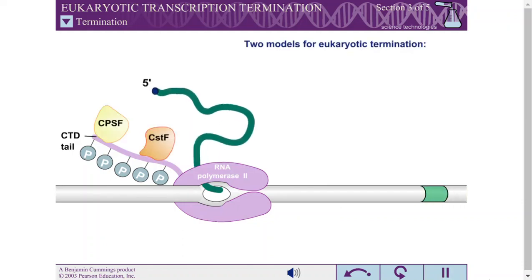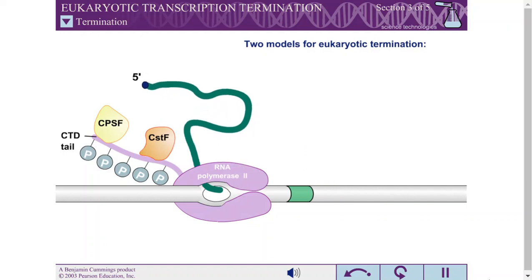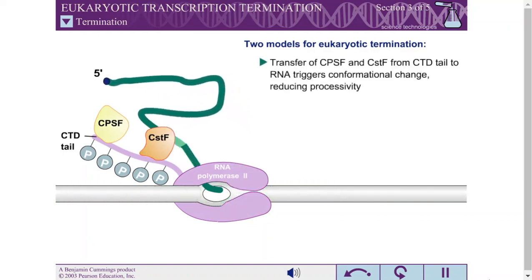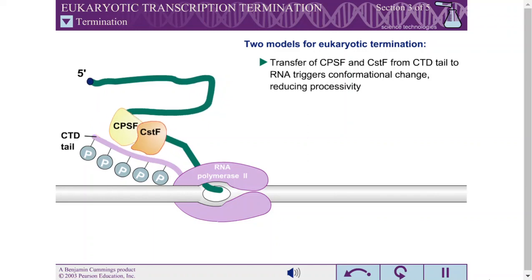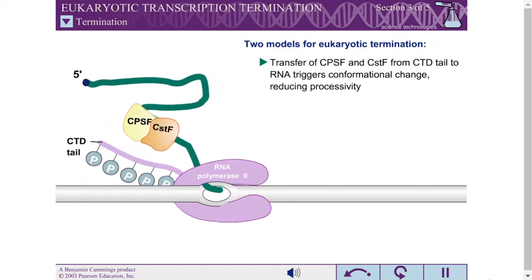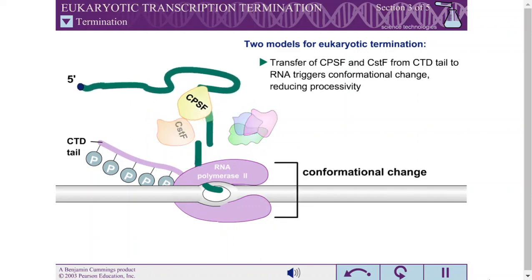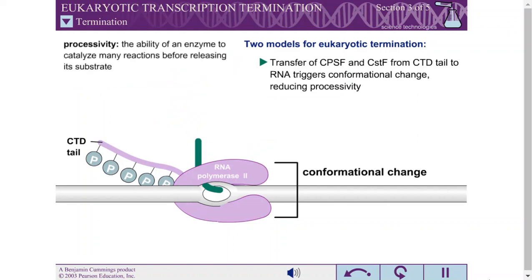Two basic models have been proposed to explain the link between polyadenylation and termination. The first model proposes that the transfer of CPSF and CSTF from the polymerase CTD tail to the RNA triggers a conformational change in polymerase. This conformational change might reduce the processivity of polymerase, leading to dissociation soon afterward.